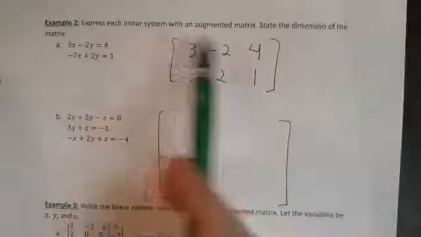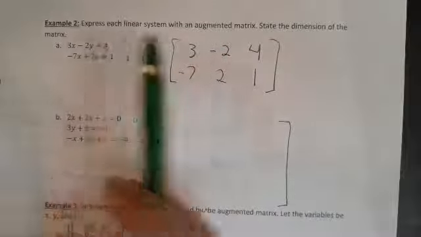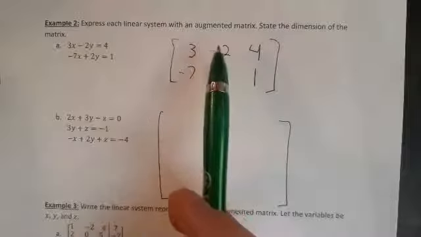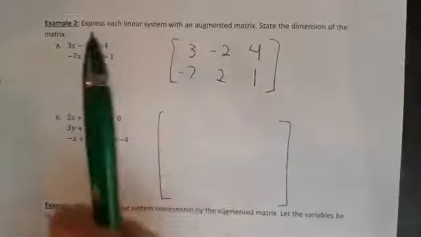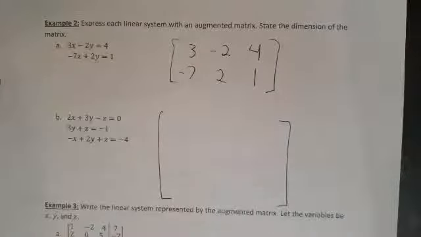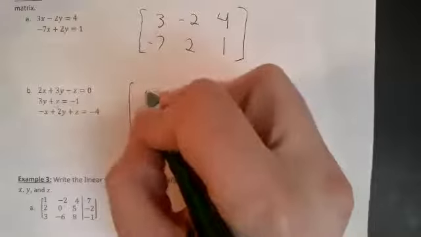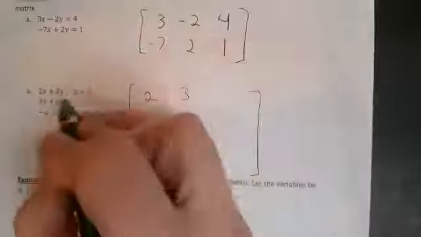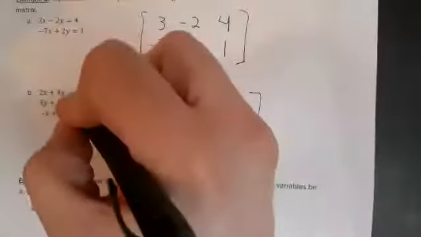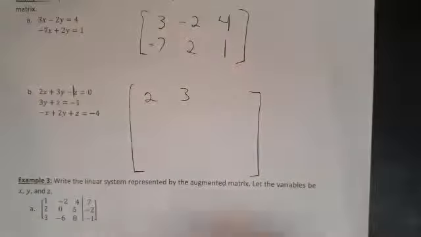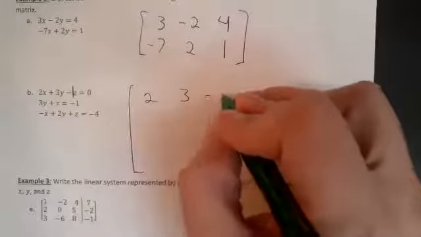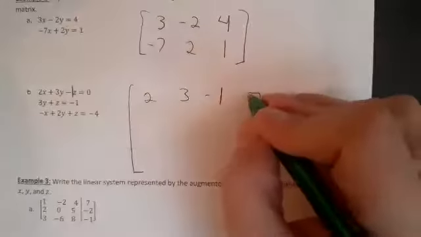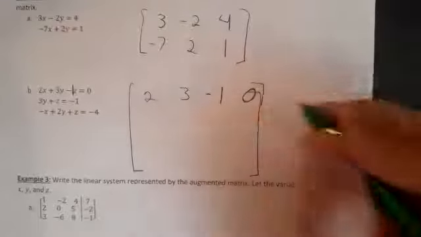So each line represents an equation. So we can take an equation, we can put it into a matrix. The next thing we're going to do is take this matrix, put it back to an equation. So here we have x, y, z. So now we're going to have 2, 3. You also want to make sure if it doesn't have a number on there, you can look at it as a 1. This should be a minus 1. This should be a 0 over here.